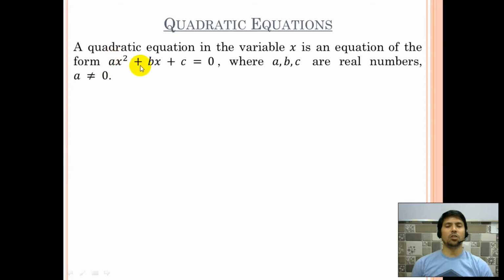If it becomes 0, this becomes a linear equation. But we have to study quadratic equations, so the x square term cannot vanish. So the value of a cannot be equal to 0 for a quadratic equation.